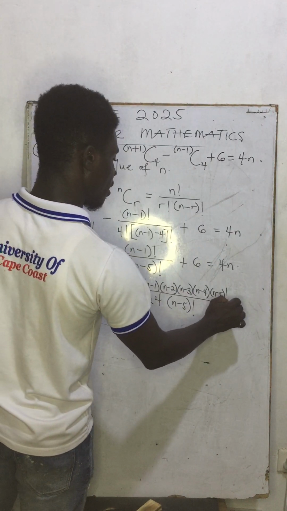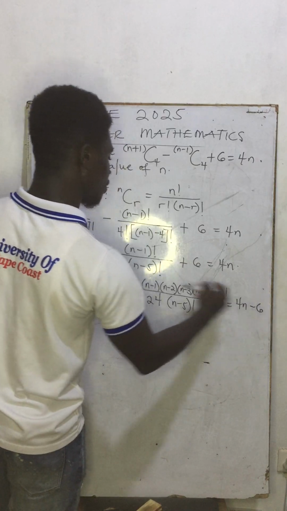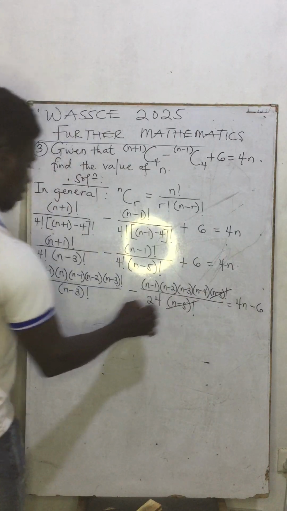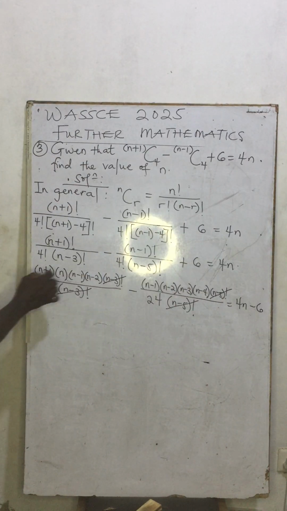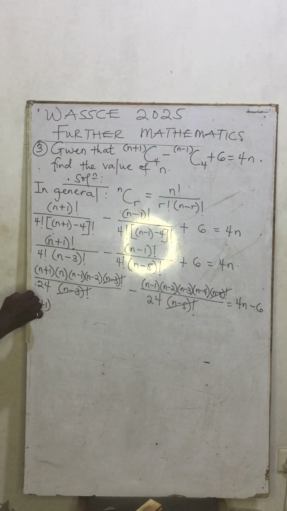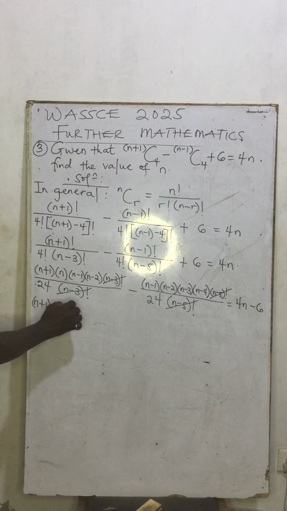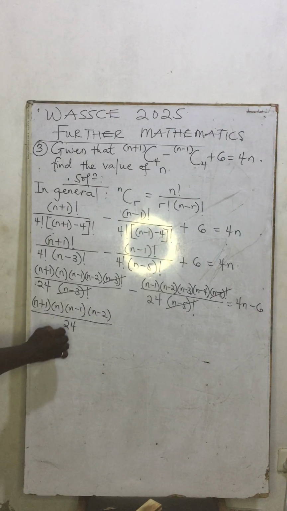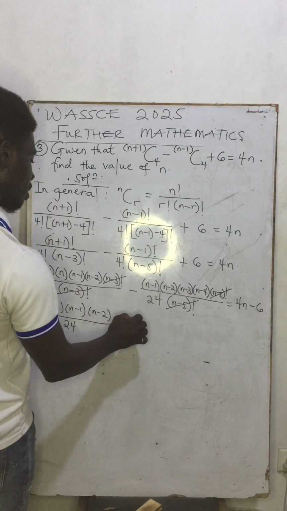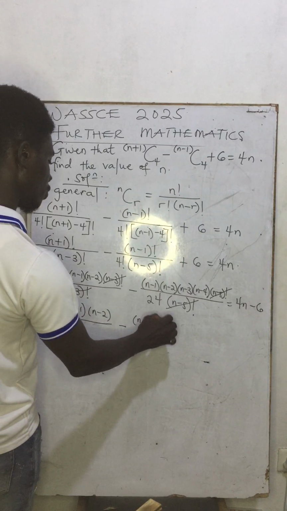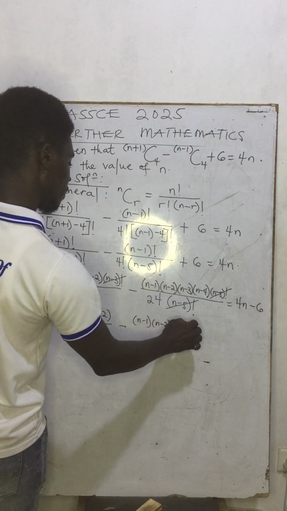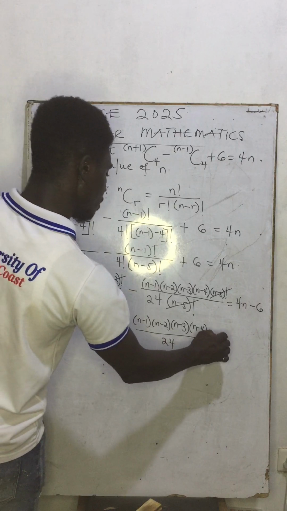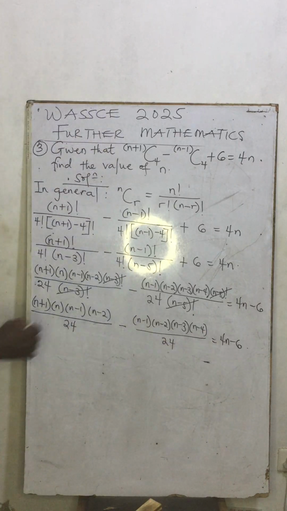Let's see, equals 4n minus 6. So I've sent the positive 6 there. Now this one cancels, then this one too cancels. So we get (n+1)(n)(n-1)(n-2) all over 24 minus (n-1)(n-2)(n-3)(n-4) all over 24 is equal to 4n minus 6. So this is what we have.